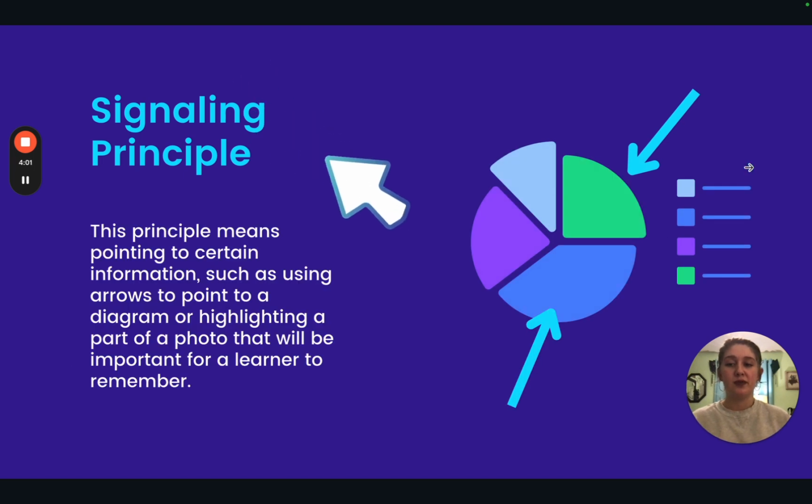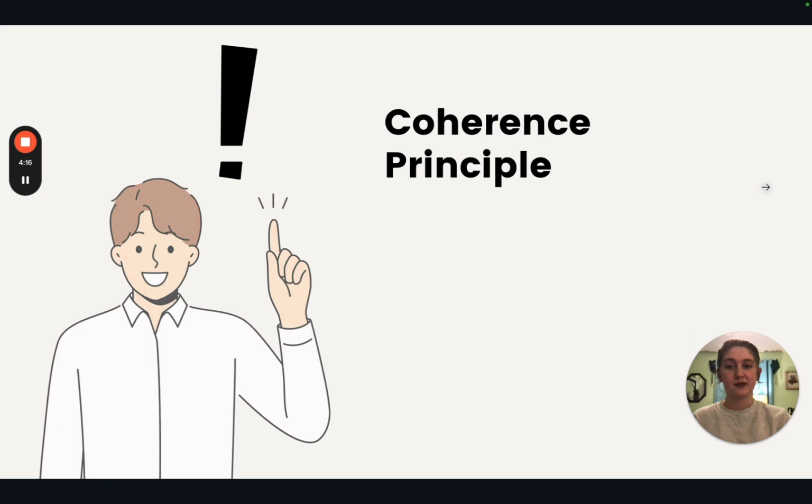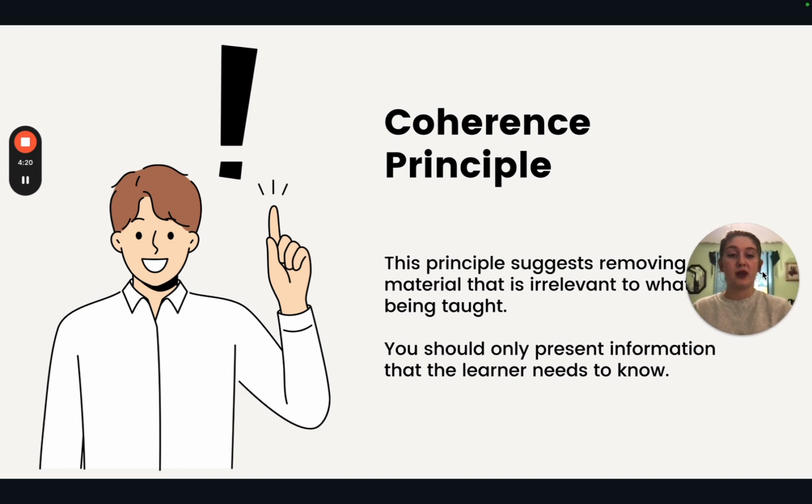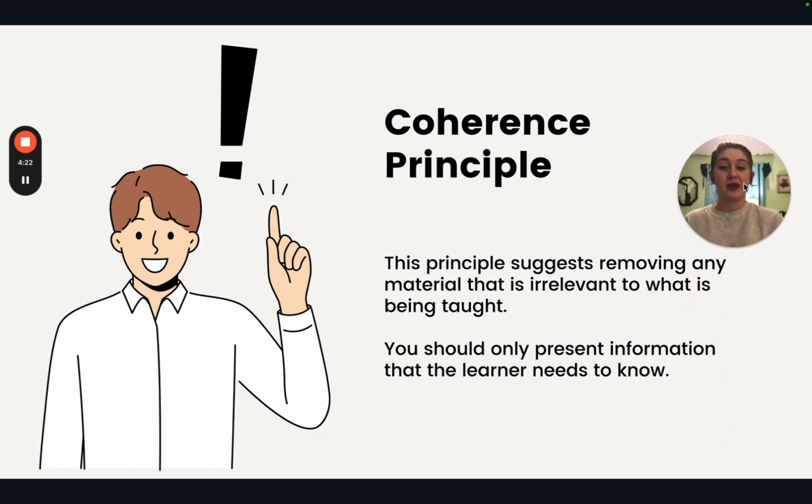Signaling principle. This principle means pointing to certain information, such as using arrows to point to a diagram or highlighting a part of a photo that will be important for a learner to remember later. Coherence principle. This principle suggests removing any material that is irrelevant to what is being taught.